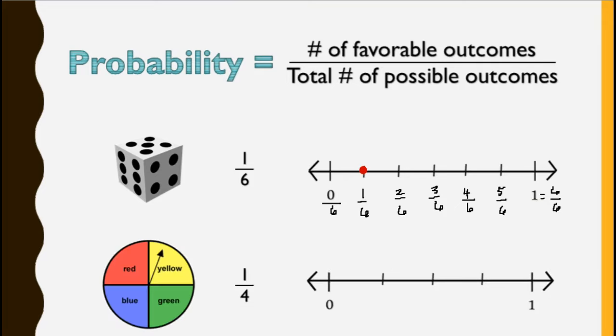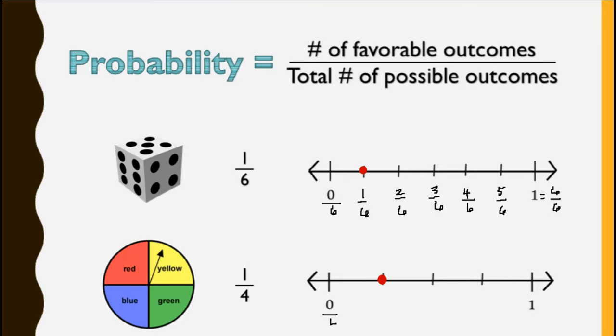Okay, so now let's look at our second example that we had. This time I split a number line from 0 to 1 into 4 sections because there is only 4 possible outcomes. And our fraction was 1 out of 4. We had 1 out of 4 chance of landing on yellow, and I could easily plot that again right here, because that would be where the 1/4 would be.